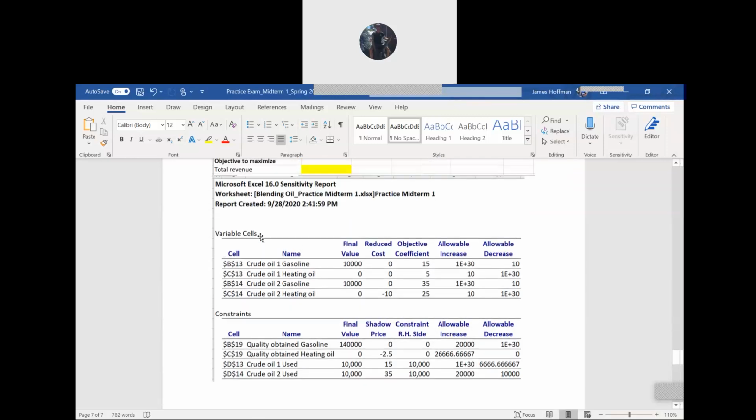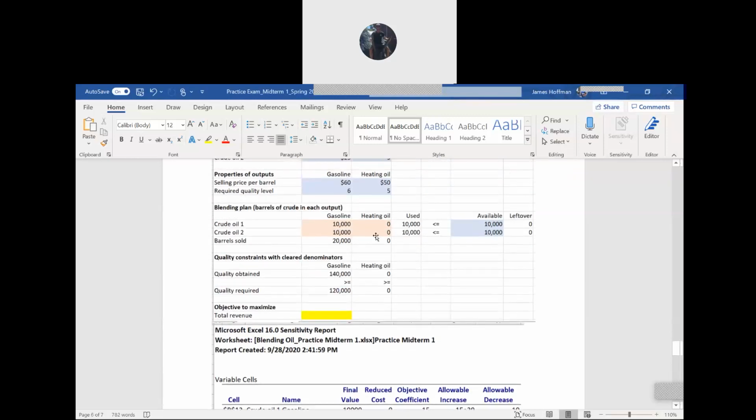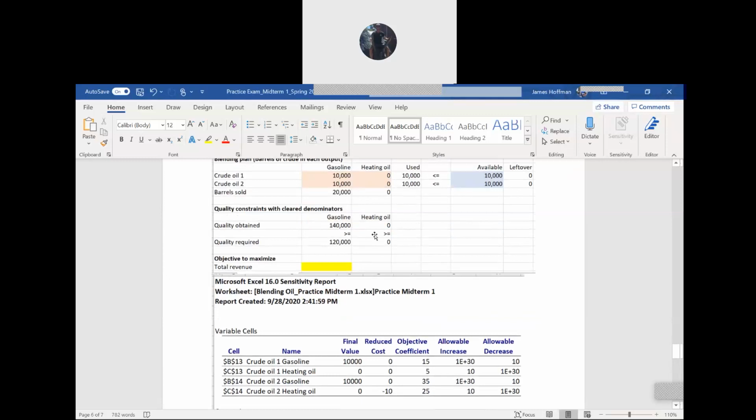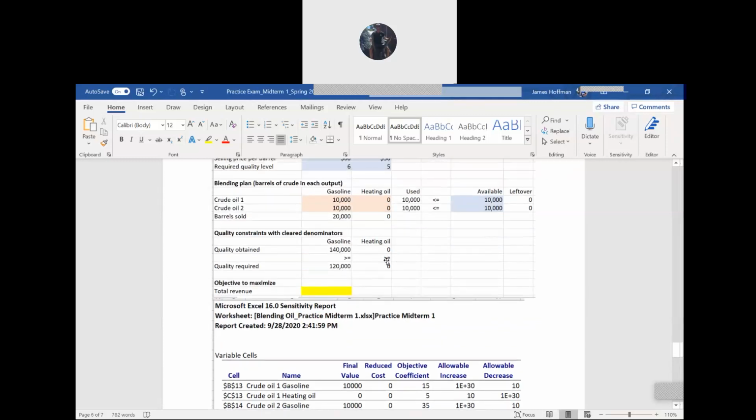Okay, and then I think in this case they're all going to be binding. So you can see that we used all 10,000 here. We used all 10,000 here. This one we didn't use any of that, so that's 0.